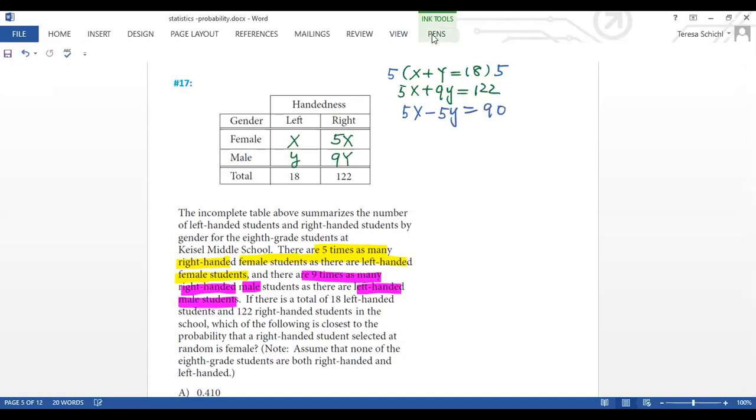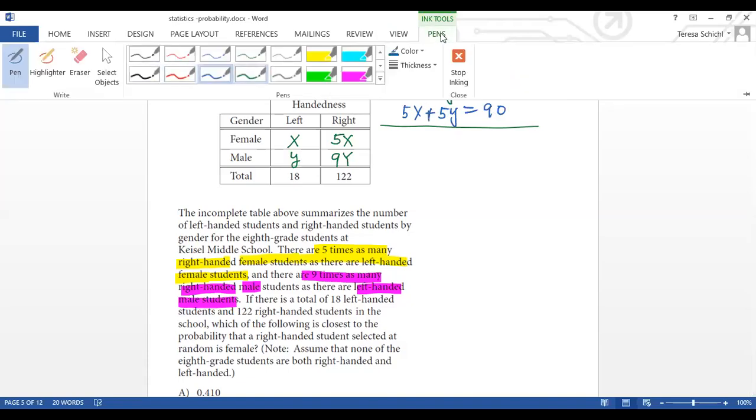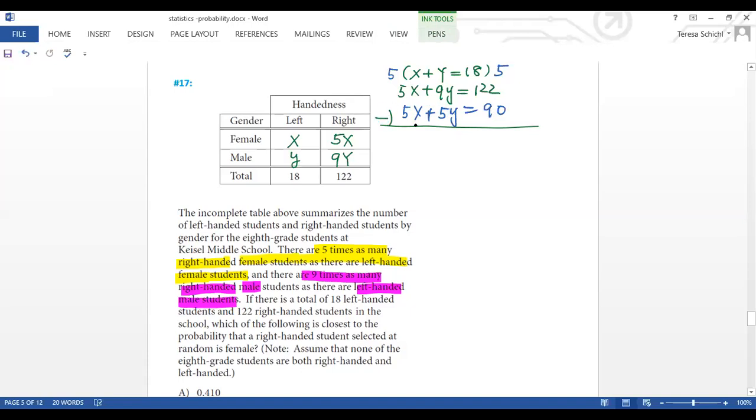Equal to 90, correct? Now this is plus, right? Okay, now we can minus that out, 5x minus out, so 4y is equal to what? 32. So what is the y here? Y is 8. So x plus y, we know, is equal to 18. So what is x? X equal to 10.